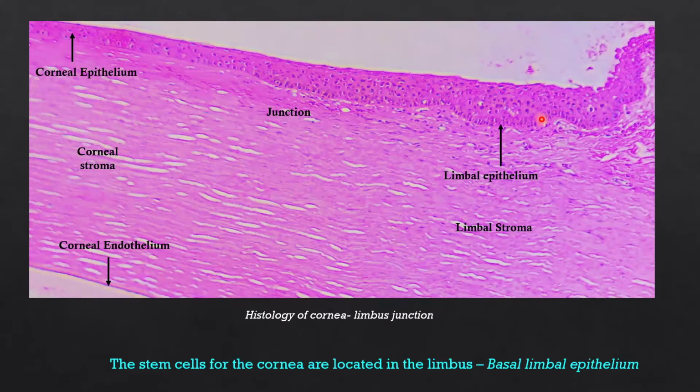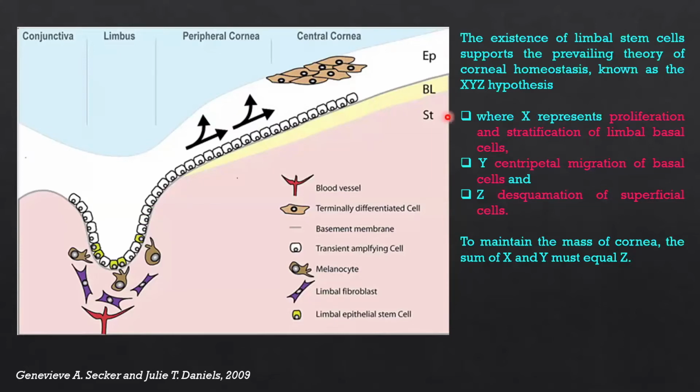I think the next slide will explain more clearly what happens to limbal epithelial stem cells. I would also like to explain the XYZ hypothesis. You see the palisades of Vogt and the crypts. The basal limbal epithelial stem cells are present in the crypts, and whenever there is a need, they divide and move centripetally towards the cornea, and then they get fully differentiated into a corneal epithelium, thereby maintaining the homeostasis, replacing those cells that are shed.